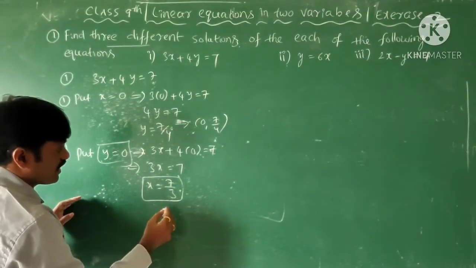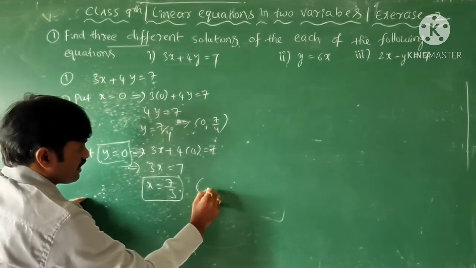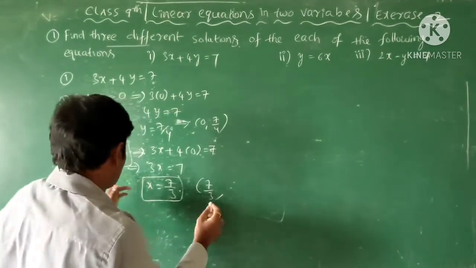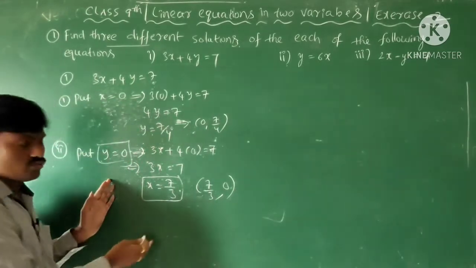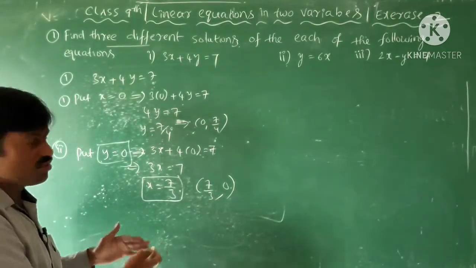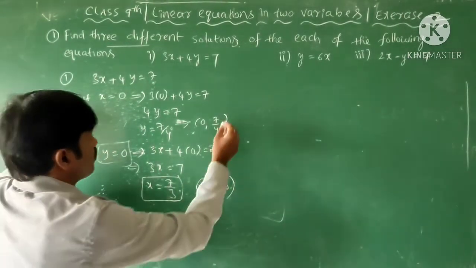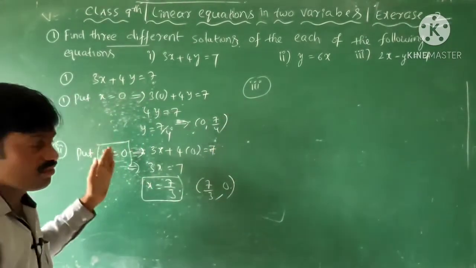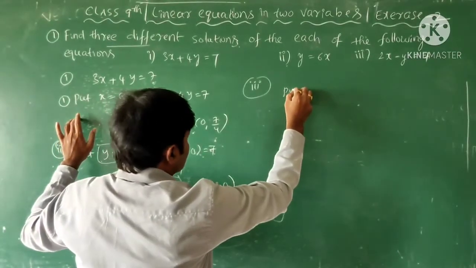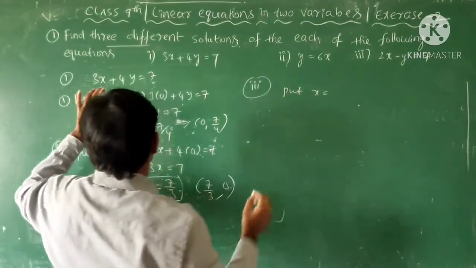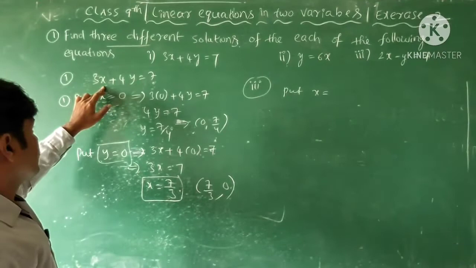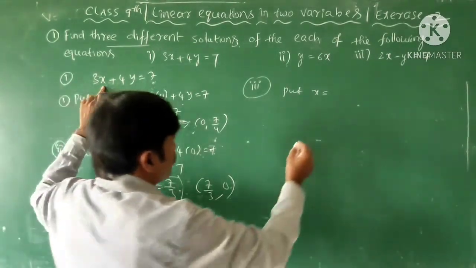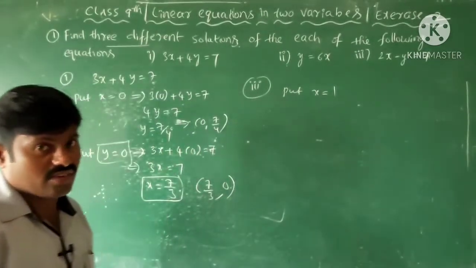So what is the ordered pair here? First we have to write the x value. Remember, first the x coordinate, then the y coordinate. The y coordinate is 0 here. We got two solutions. Now we have to try to get the third solution. So now it is your wish, we can take any value. Say, an assumption only. So put x is equal to something. If you take 2 or 3, we can take 1, no problem. I am taking 1. Put x is equal to 1. We can take minus 1 also, no issue.